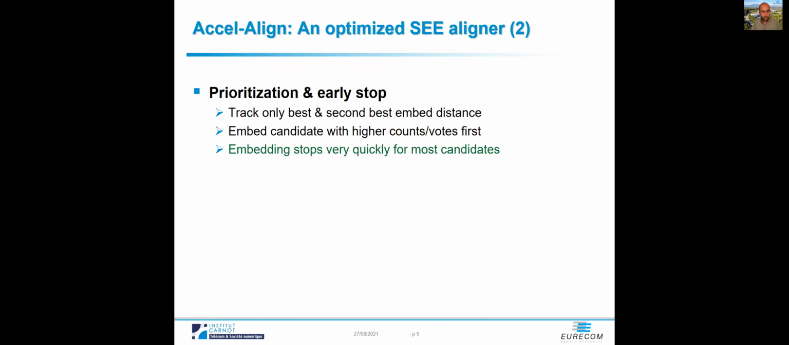The third thing that we do, which is actually enabled by our pipelining, is prioritization and early stop. So instead of generating all possible embedded distances and then picking the best one, we can automatically track only the top k, right? In our case, we track only the best and the second best embed distance. As soon as a candidate's embed distance exceeds the second best, we can simply stop embedding. And as a result of this, embedding is going to stop very quickly for most candidates.